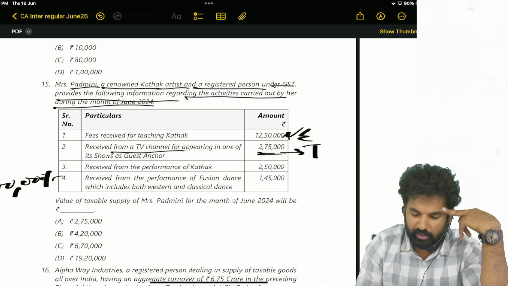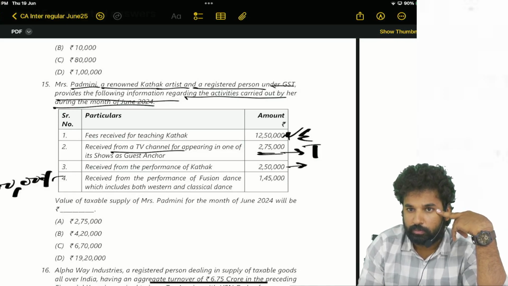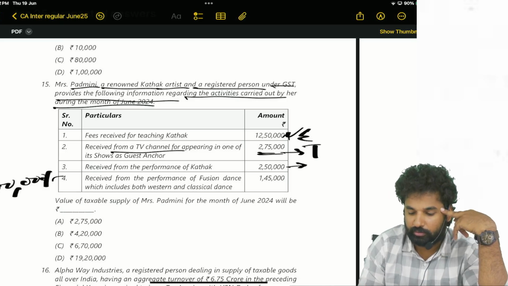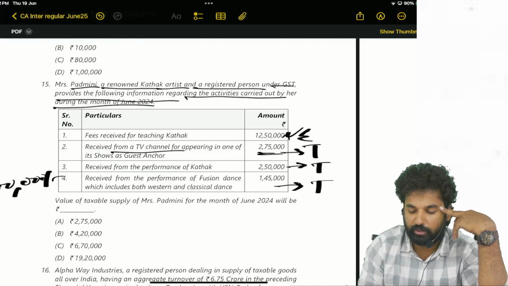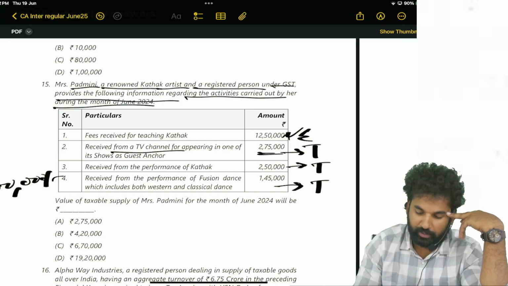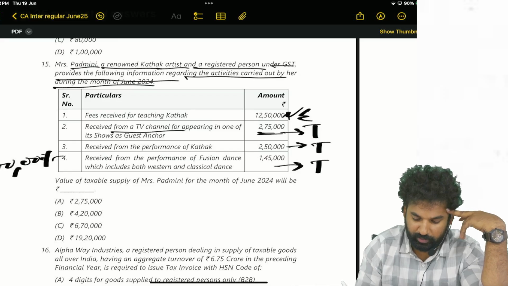Next, received from performance of Kathak 2,50,000. Taxable or exempt? Exempt? How? Performance of Kathak as a classical dancer. Exempt, but what is the limit? 1.5 lakhs. Here it is, so it is taxable. Received from performance of fusion dance, which includes both Western and classical dance. That is taxable, since it is not classical. Right. So 2.75, 2.5, 1.5. How much is it? 6 lakh?